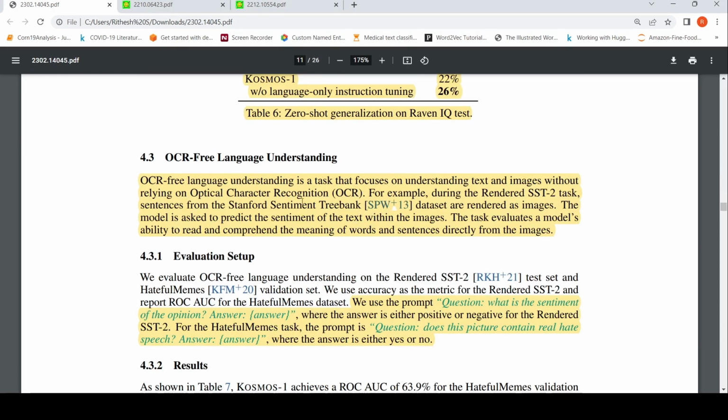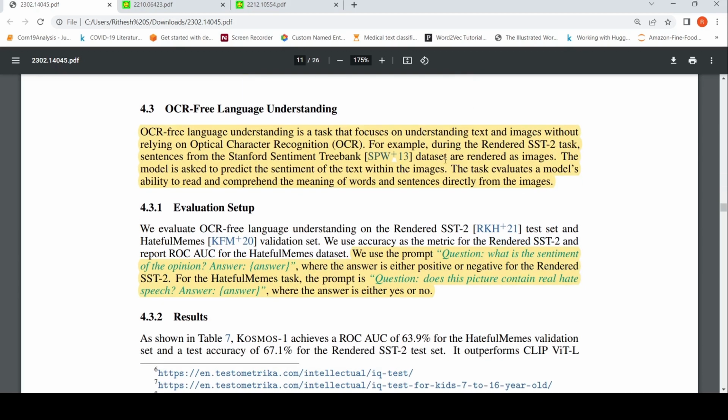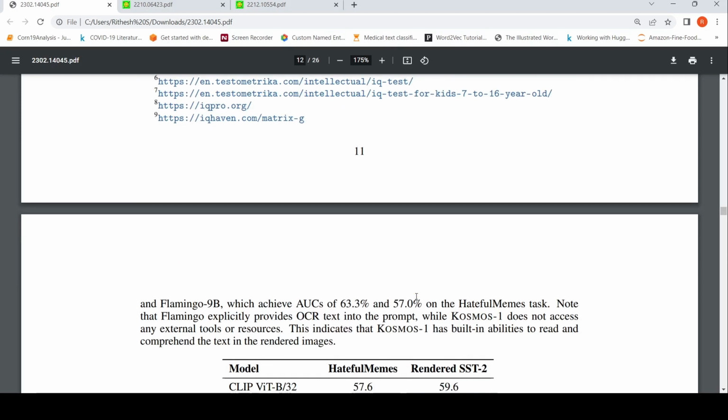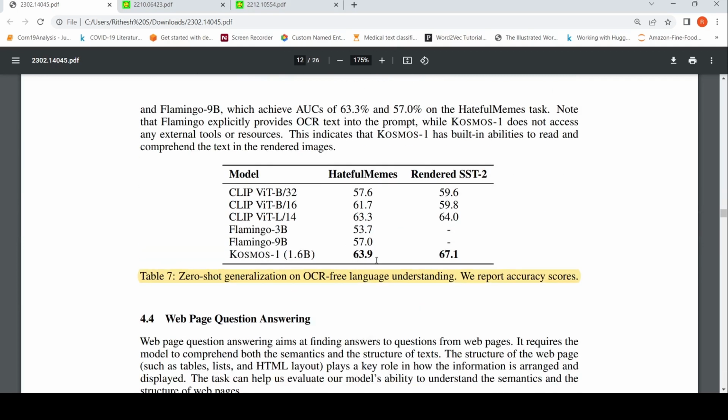Okay. Then you have this OCR-free language understanding. So basically, if you have an image, the sentiment sentences are converted and rendered as images. Then there are also hateful memes in another data set. They prompt the model saying, question, what is the sentiment of the opinion? And they pass the image plus this text, and the model is expected to answer positive or negative for the sentiment. Similarly, for the hateful memes, yes or no. And this is the kind of result this particular model obtains compared to other models like Clip and Flamingo. Okay, this is without OCR.